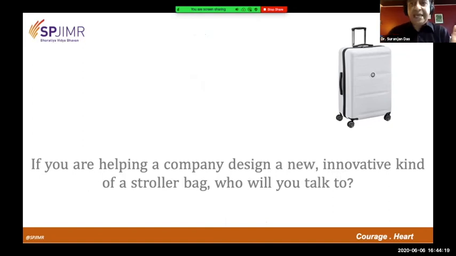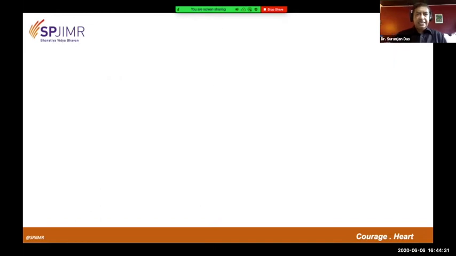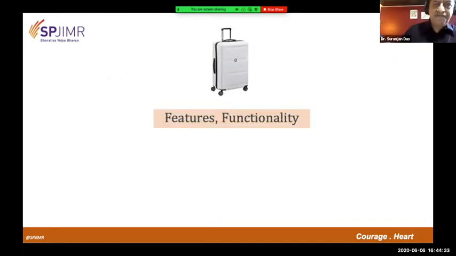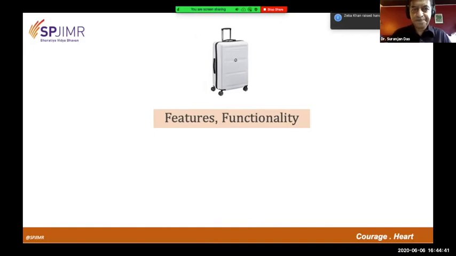Now people are thinking, hey, by this time, 45 minutes of the class is over. Are there new users that we can talk to? Are there new needs which we can address? And that's how it is. So we say the features and functionality. A lot of people talk about the suitcase is hard, the wheels are like this, the compartment is so and so, et cetera, et cetera.